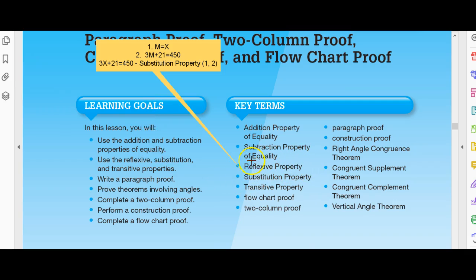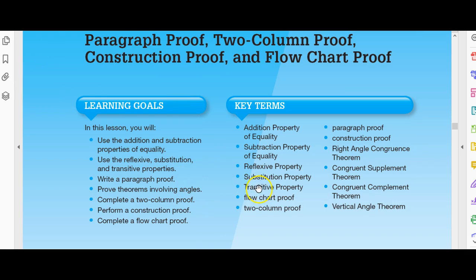So we have reflexive, remember something is equal to itself, and substitution, where two things are equal to each other and they are parts that are going to be swapped out in a subsequent equation. Okay? All right. Next we have the transitive property.